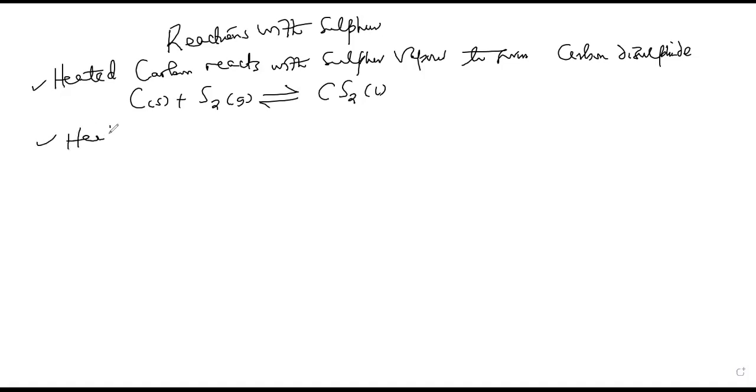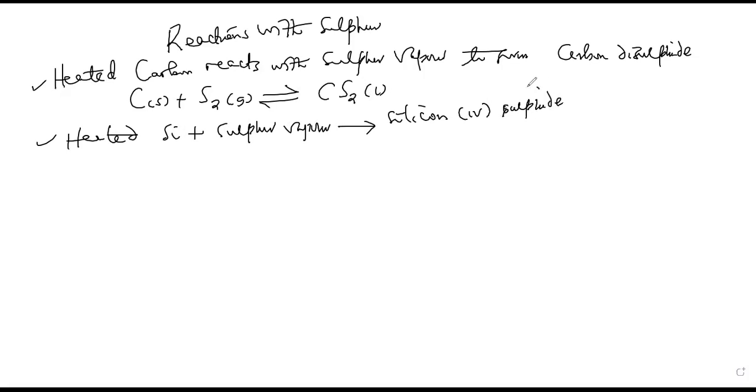Heated silicon reacts with sulfur vapor to form silicon 4 sulfide. Equation: silicon plus sulfur vapor, we form silicon 4 sulfide. This is a solid. It is only carbon disulfide that is a liquid. Others we form solids.